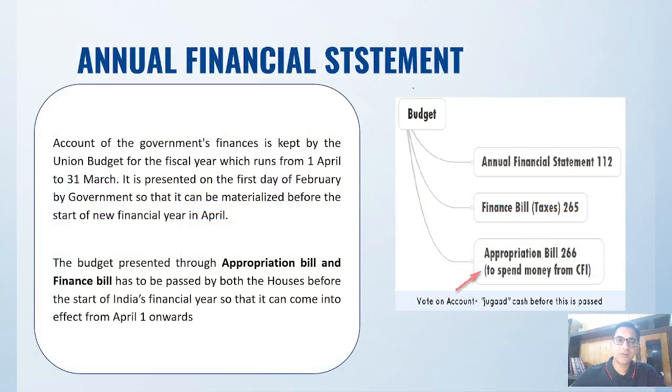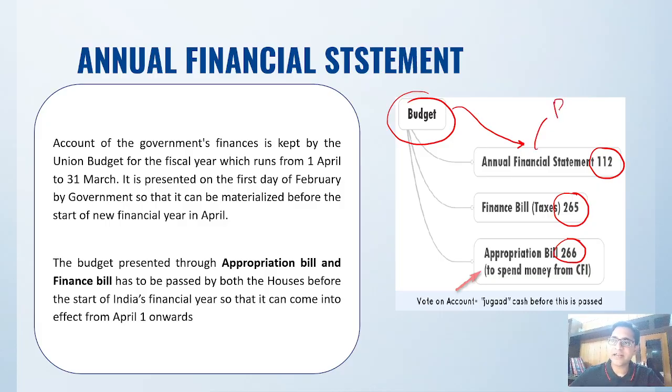Now, annual financial statement. Under the budget, the finance minister gives three statements: the annual financial statement under Article 112 of the Constitution, the finance bill under Article 265, and the appropriation bill under Article 266. Now, what is all this? I will explain you in one minute. The annual financial statement is called the budget, where the finance minister will tell that from the next year we will be spending this much amount of money.